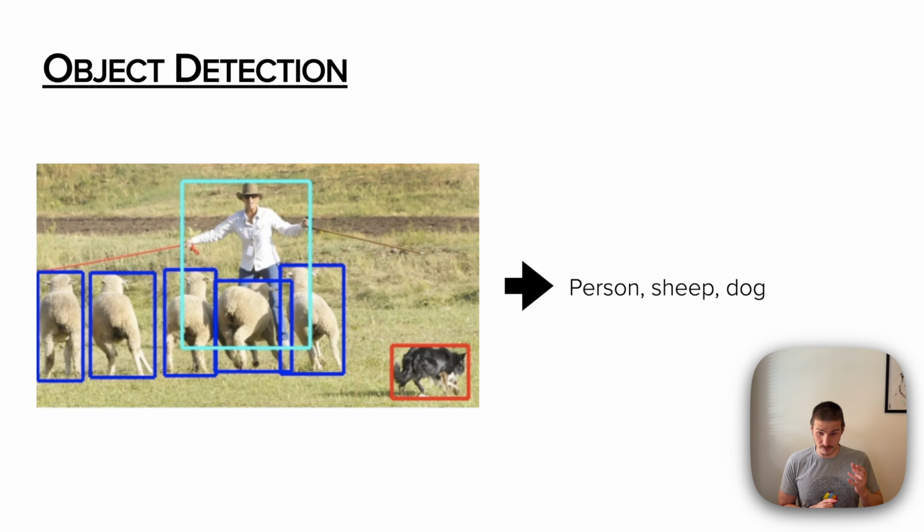This is an example of object detection. Now we have a picture, and in that picture we might have many objects. We might have just one object, we might have no objects at all, and then for each object in the picture we want to predict the actual class and the bounding box.